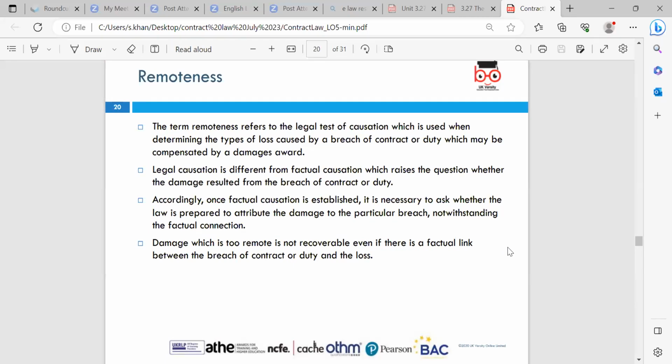Legal causation is different from factual causation, which raises the question whether the damage resulted from the breach of contract or duty. Accordingly, once factual causation is established, it's necessary to ask whether the law is prepared to attribute the damage to the particular breach, notwithstanding the factual causation. And then damage which is too remote is not recoverable even if there is a factual link between the breach of a contract or duty and the loss.